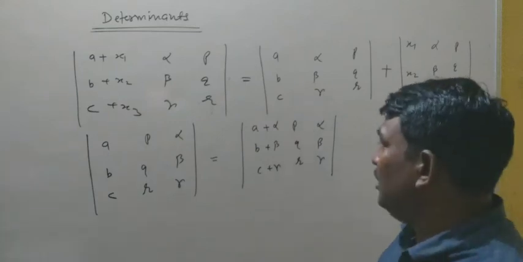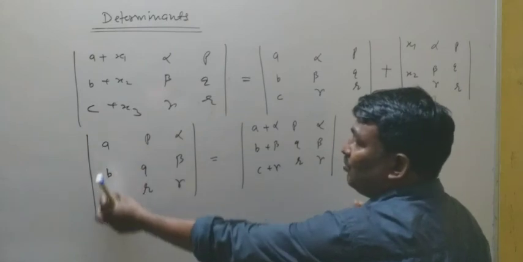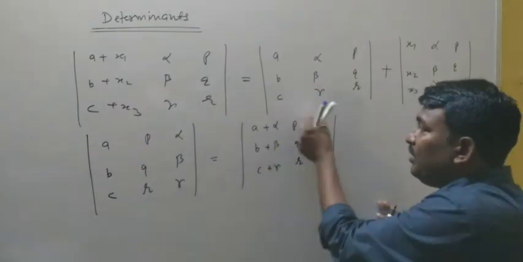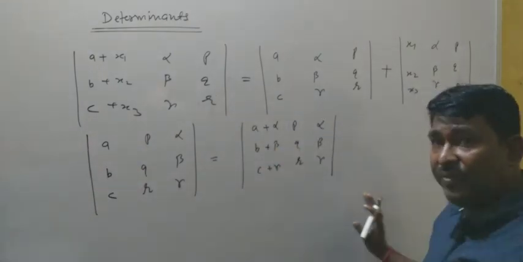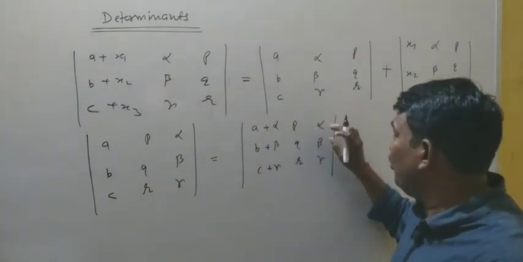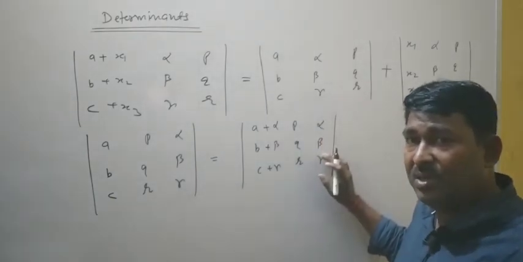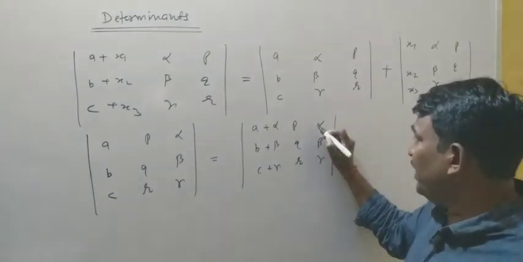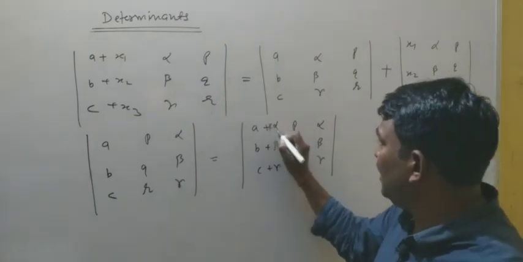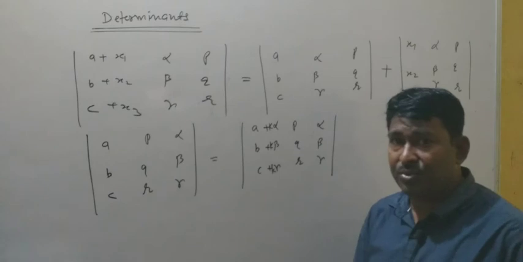Or if it is not directly added, just see here, column number 1 is written now as column 1 plus column 3, even with a constant coefficient. If all elements of this column are multiplied by a constant value, just like k times, then k alpha, k beta, k gamma, then also it will give you the same value.